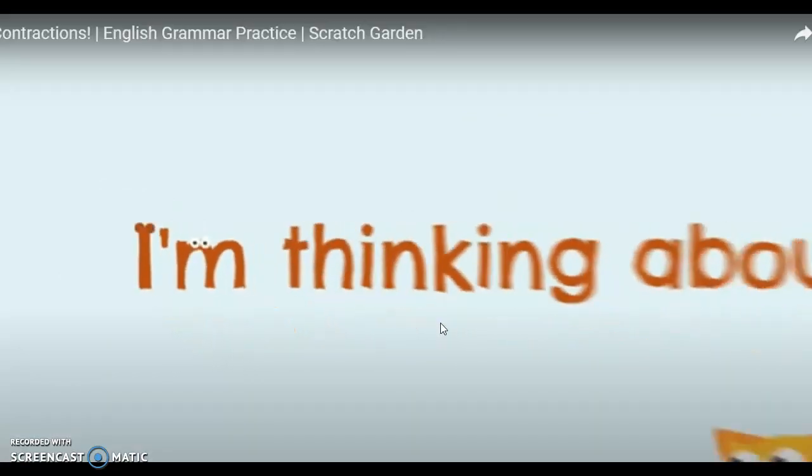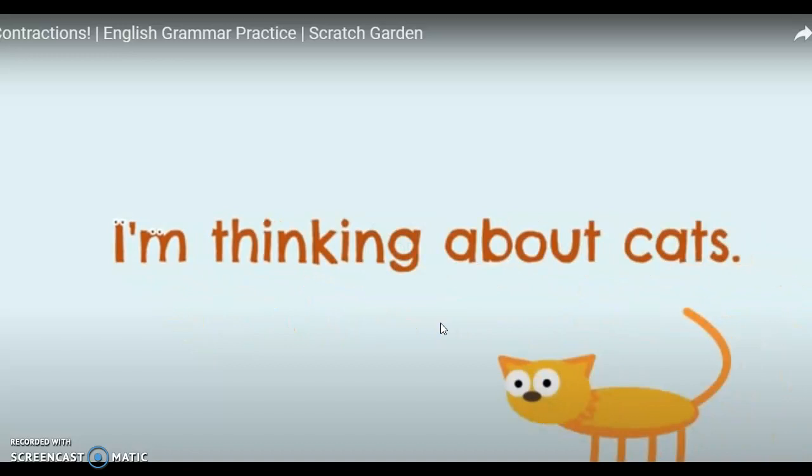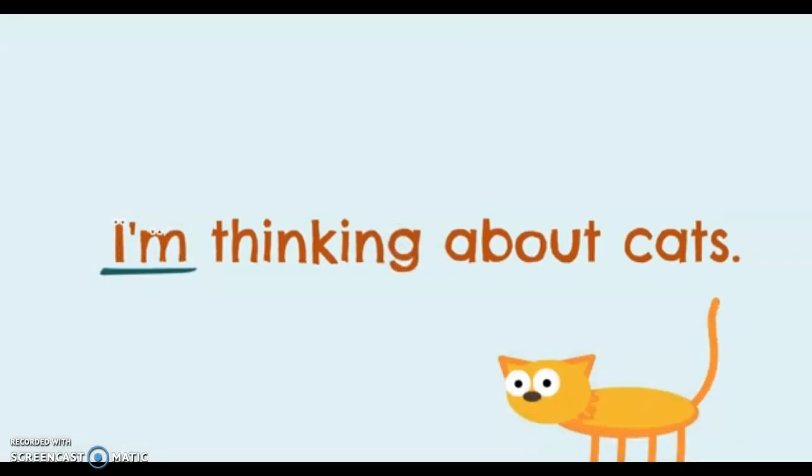So what is a contraction? A contraction is when we have a pronoun and verb to be or verb to has, or we will see other forms of contractions, and we cross out a couple of letters and we add an apostrophe. This is called an apostrophe. I'm thinking about cats.